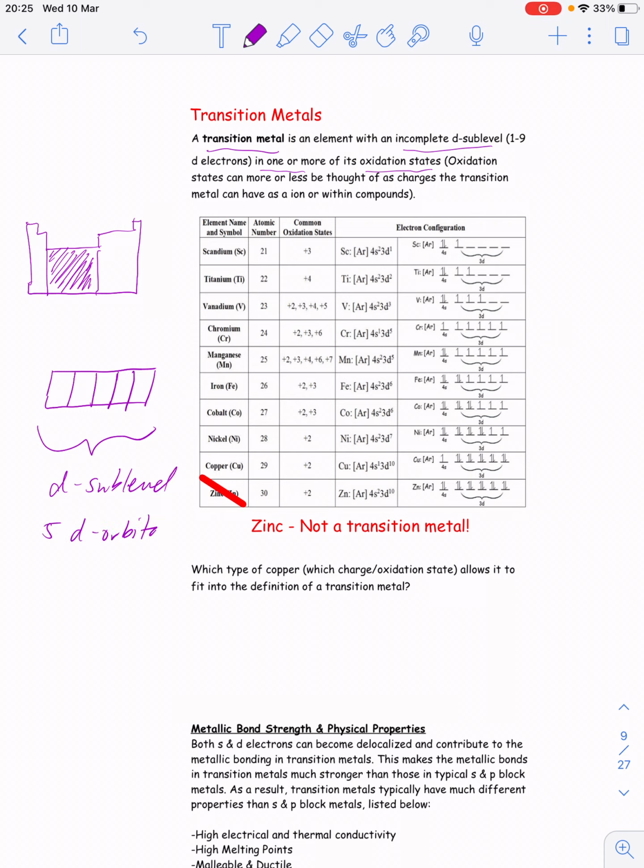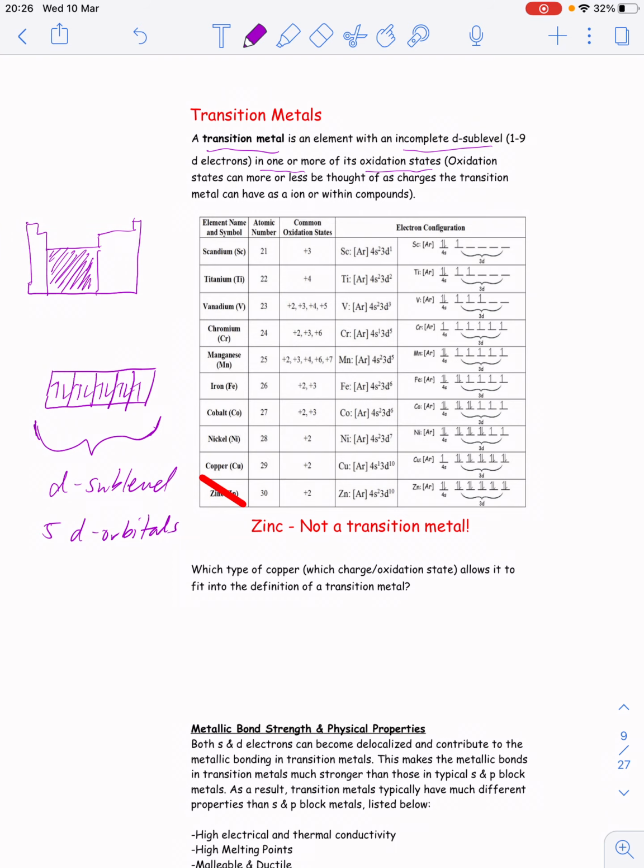And so an atom can have up to 10 d electrons in a given d sublevel. So to be empty in the d sublevel is not characteristic of a transition metal, or to be full in the d sublevel. Having all 10 d electrons doesn't make something a transition metal. But in one or more of the oxidation states, it has to be incomplete. So that could mean 1 d electron all the way up to 5, 6, 7, 8, and 9. So long as an element has from 1 to 9 d electrons in one of its oxidation states, then it can qualify as a transition metal.